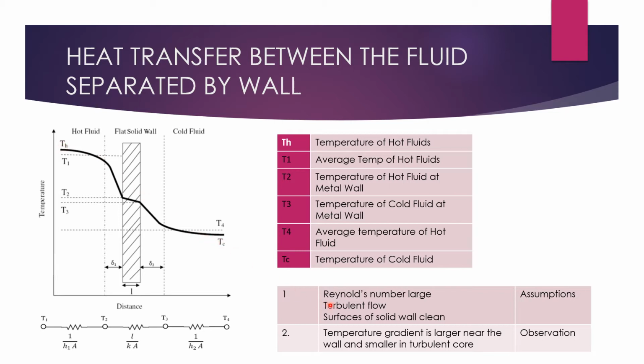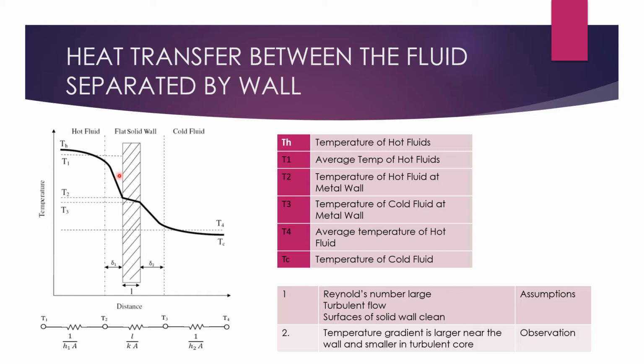Now we will assume that the Reynolds number is very large for this flow, so it is turbulent flow on both sides of the wall, and the surfaces of the wall are clean. These are the assumptions. Now we will draw the equivalent electrical circuit for this arrangement.